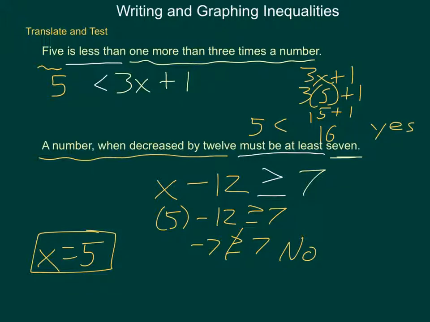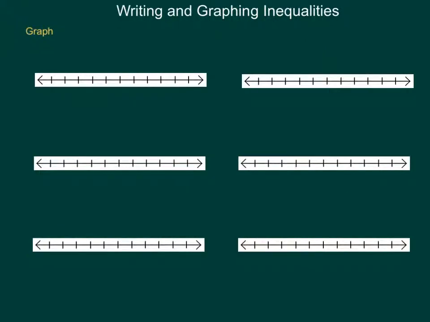Next up, we need to see what the graphs for these look like, since we are writing and graphing inequalities. So, a series of inequalities. Our first one we're going to take a look at is the inequality m is less than 18. Now there's a lot of different ways to graph inequalities and make them show up on the number line. I'm going to give you a couple of examples.